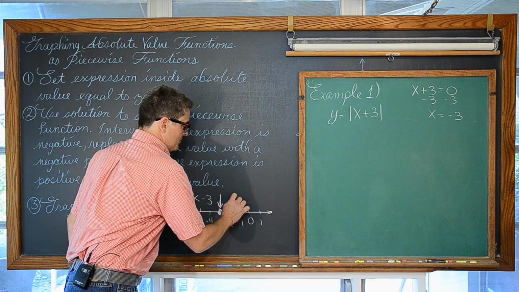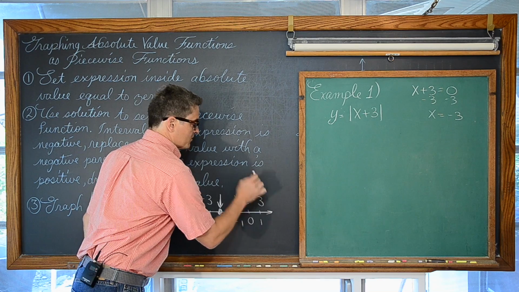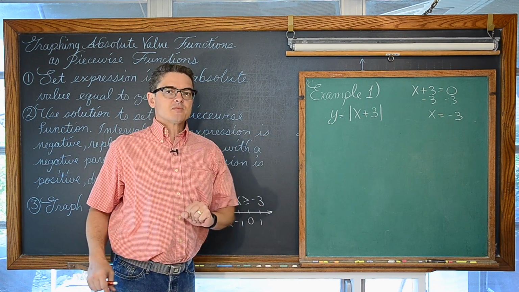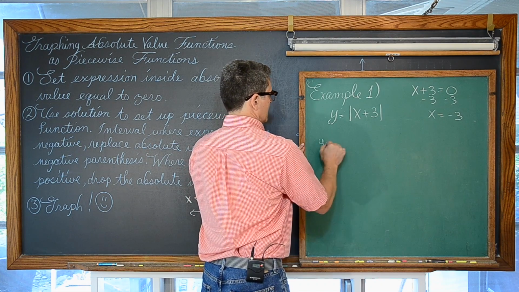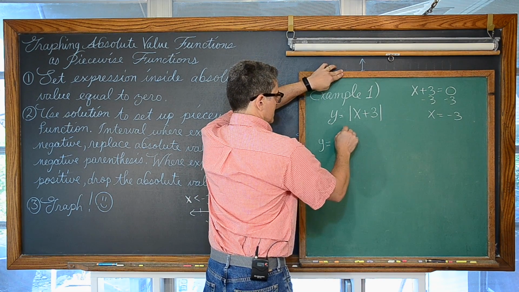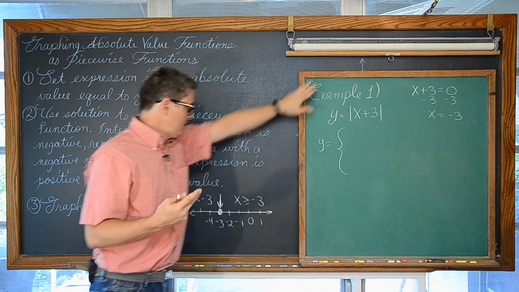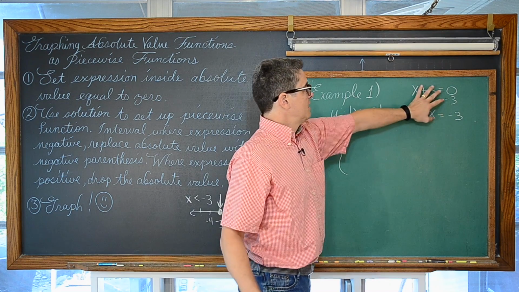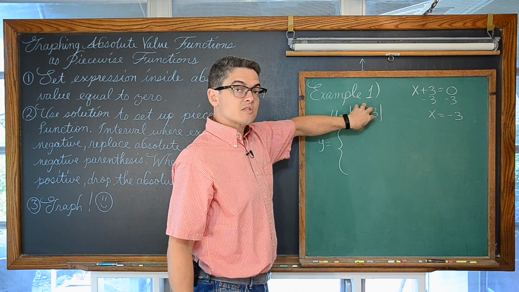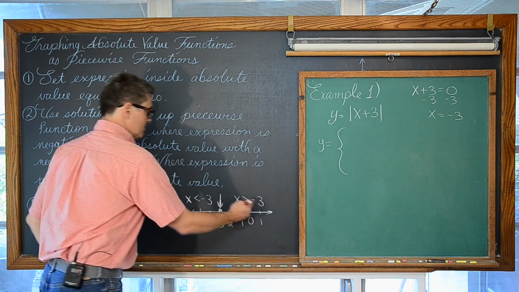So for x is greater than or equal to negative 3, we're just going to drop those absolute value symbols, and this is what it's going to look like. Y is going to be equal to, and I'm going to use these kind of curly brackets here because our piecewise function is going to be in two parts because we've only got one solution from setting the expression inside the absolute value function equal to 0. One solution gives us two intervals.